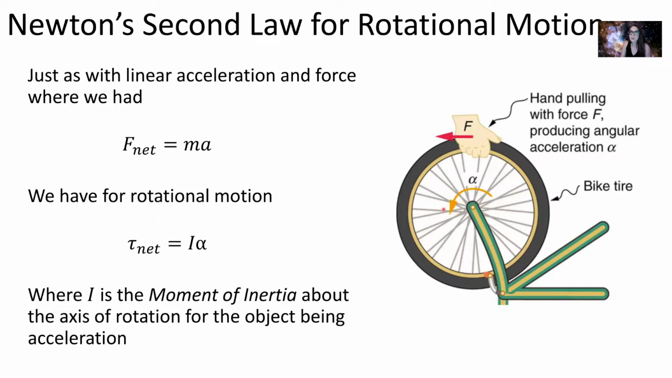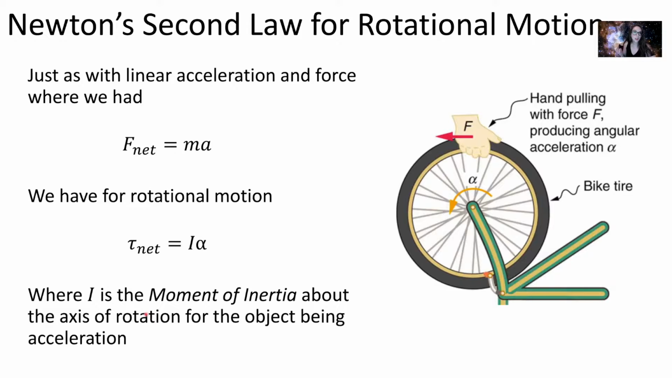For example, here we have a bicycle that's rotating around the front part of the bicycle here. This is our axis of rotation. Our bicycle is rotating with some angular acceleration, and there's a force being applied here by the hand. That force is giving the object some angular acceleration, and we can calculate that angular acceleration by figuring out the torque from this force and setting it equal to the moment of inertia of this tire times the angular acceleration.